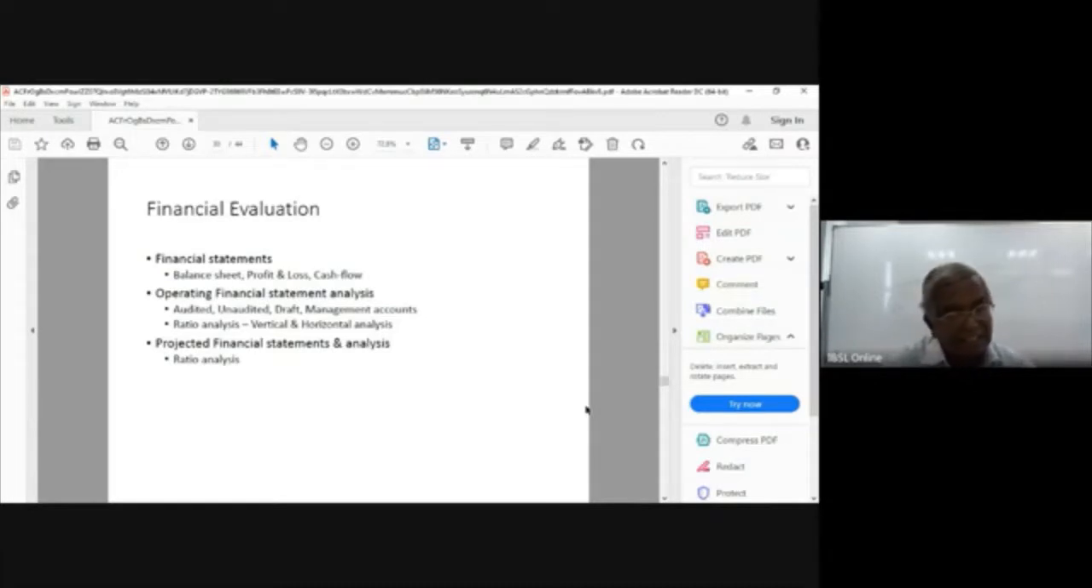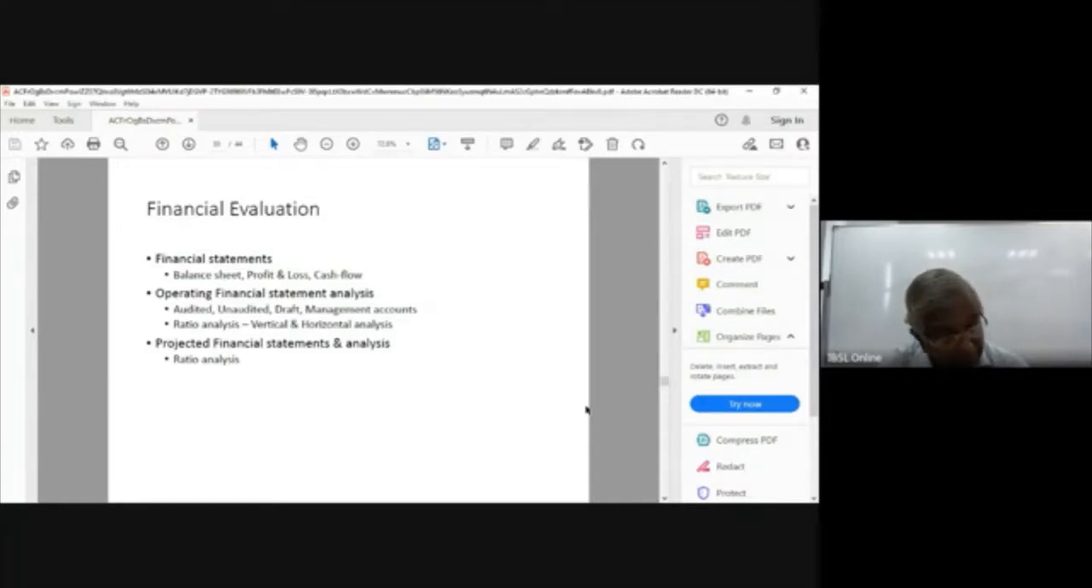The first three, that is 18-19, then 19-20, then 20-21, would have been audited, or maybe in some cases unaudited. And there may be a draft financial account also. So you would have learned the meaning of audited: the financial statement has been prepared by the company's accountant for the period, and handed over to the external auditor, chartered auditors. They have audited and signed with their opinion. Then it is an audited financial statement.